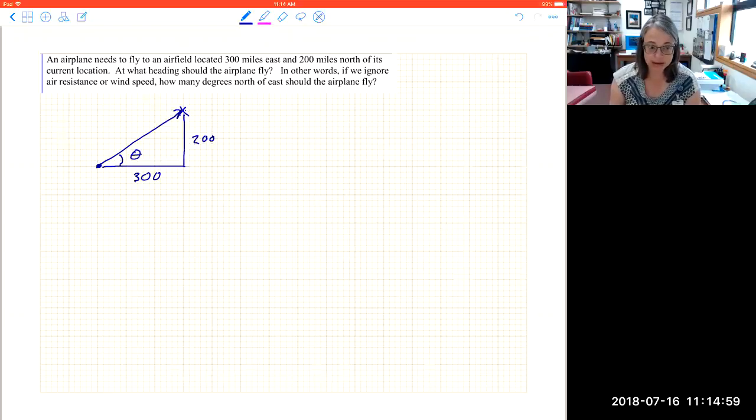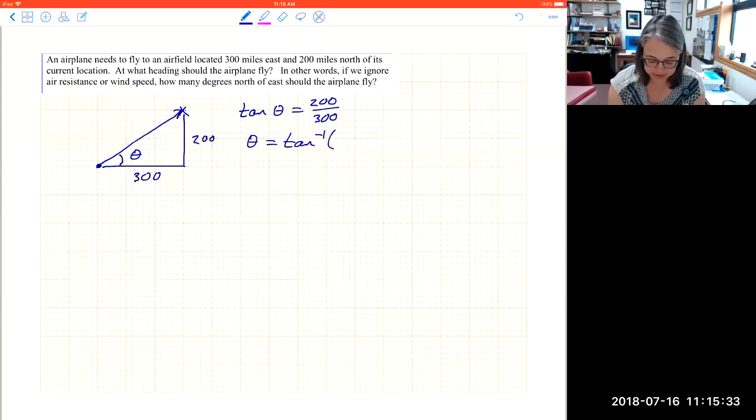Okay, well, what I have here is a right triangle, yes? And I remember that the tangent of any angle in a right triangle is equal to the length of the side opposite divided by the length of the side adjacent. So if I know that, then I can find that angle by taking the inverse tangent of both sides, and I'm going to simplify 200 over 300 to 2/3.